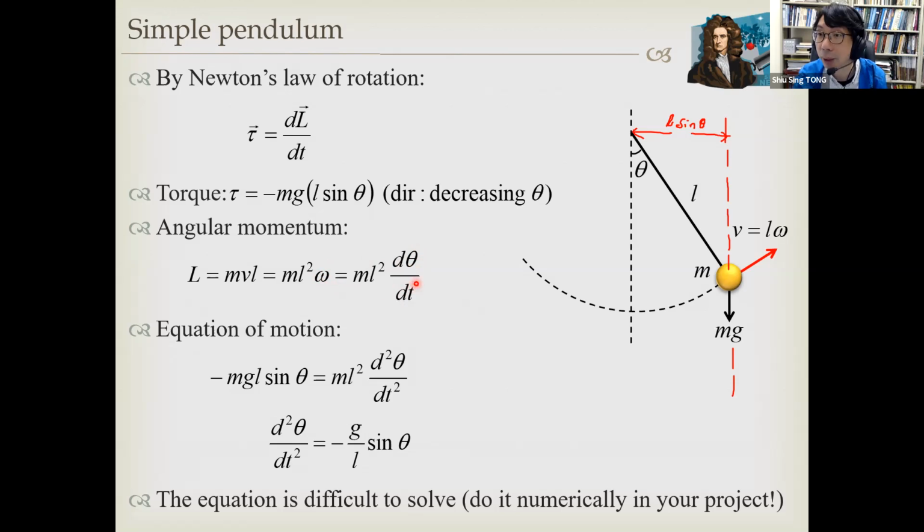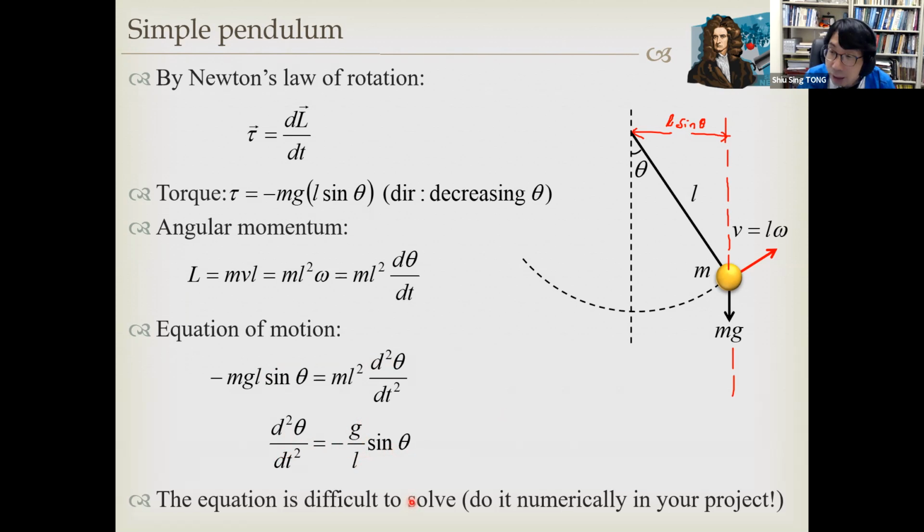Okay, so we have this formula. Now differentiating the angular momentum with respect to time means I differentiate this once more, and so I get d squared theta dt squared on the right-hand side. The left-hand side is the torque, which is given by this. I just copied it down, so it becomes minus mgL sine theta. Now we arrange this equation a little bit to make all the constants on the right-hand side. So d squared theta dt squared is equal to minus g over L sine theta.